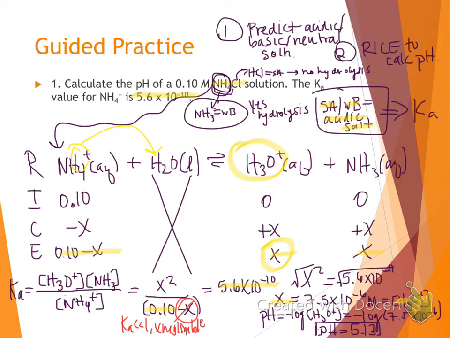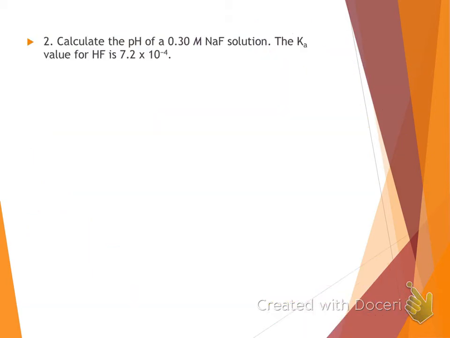Alrighty, we have one more practice problem to look at. You're welcome to pause the video and give it a go if you're feeling comfortable, but if you'd like to see another example worked out, go ahead and continue on. So this time we're looking for the pH of a 0.30 molar sodium fluoride solution.